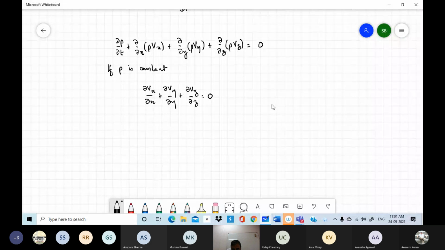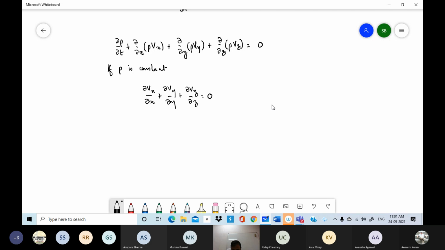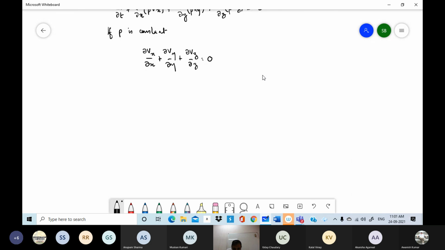And at the end of the class, we mentioned that in many engineering situations, you have a geometry for which cylindrical coordinates would be more appropriate. So then we need to see what the condition for conservation of mass looks like in cylindrical coordinates. So let's have a look.